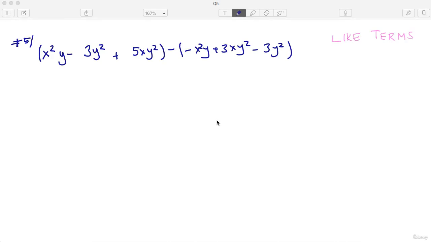Number 5. This question is about subtraction of polynomials. So here's our first polynomial. The second one, we are subtracting this one from this one. So this question is about combining like terms. But before we start discussing what like terms are, let us start by simplifying our algebraic expression.